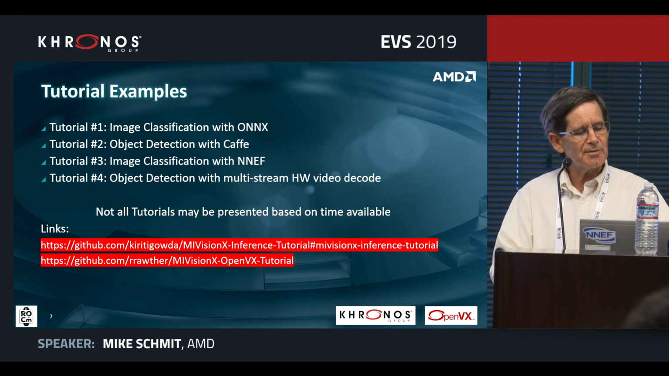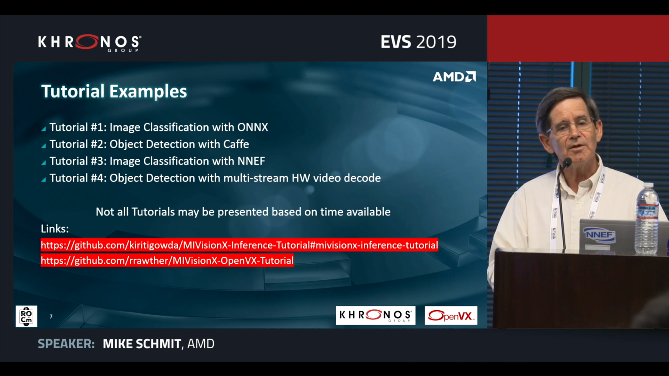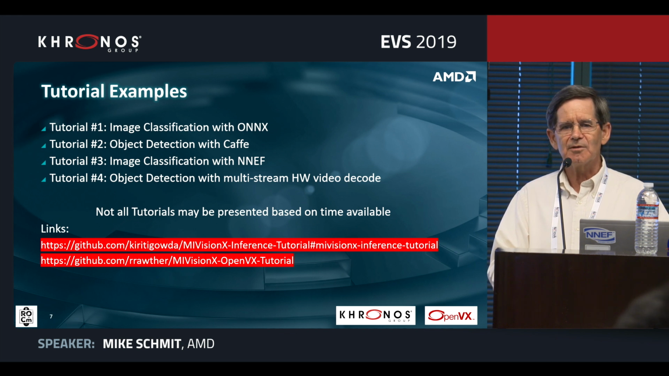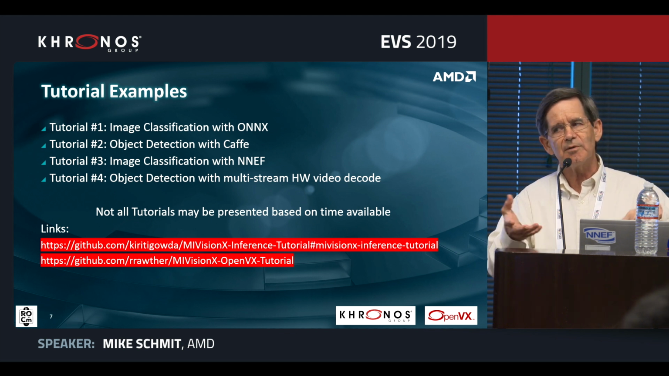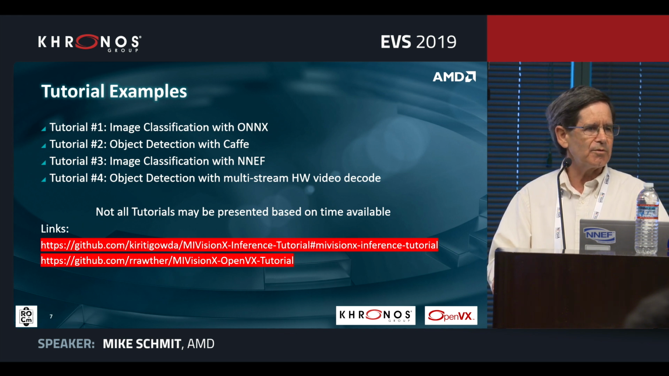But essentially, there's an image classification using ONNX. There's an object detection from Café. There's an image classification with NNEF, and then an object detection with multi-stream video decode. Now, we're not doing ONNX with image classification because that's the only way to do it. We're just trying to show an example of each one, right? And so we just picked a model that went with different examples.